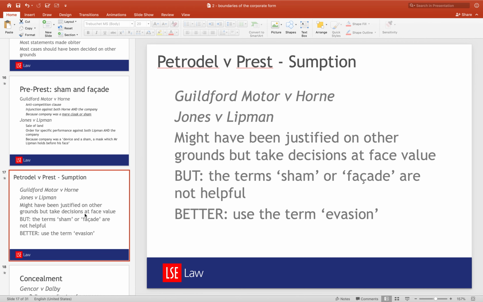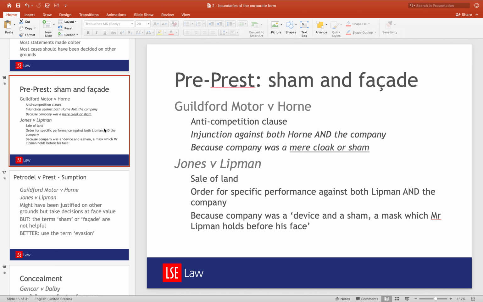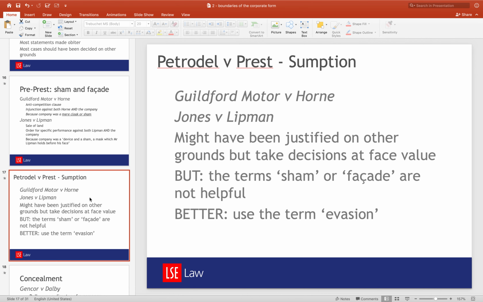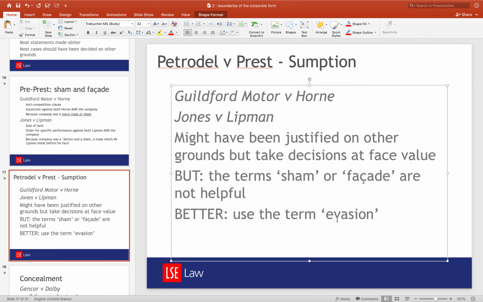Now, how do we analyze this? These two cases actually could have been decided on other grounds. So you could have said in Jones and Lipman that the company was a constructive trustee, and therefore you could say they weren't really veil-piercing cases, but Sumption says we still have to take them at their face value, but the terms sham and facade are not helpful. A better term is evasion. So he says these two cases are cases where the corporate form, the company, was used to deliberately avoid an existing obligation.